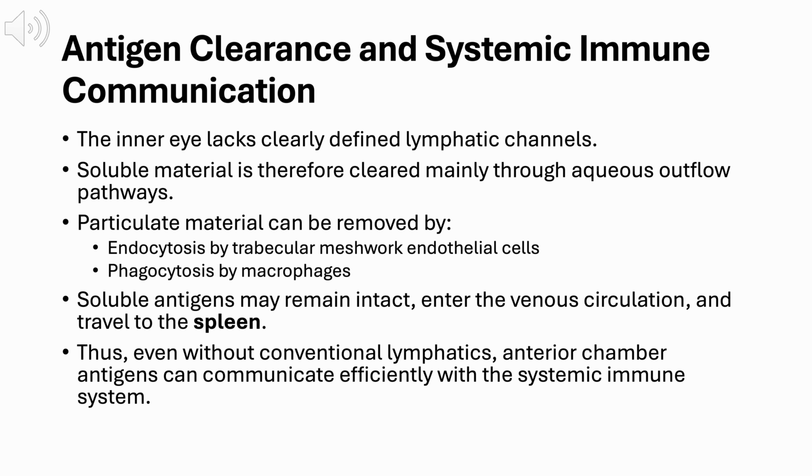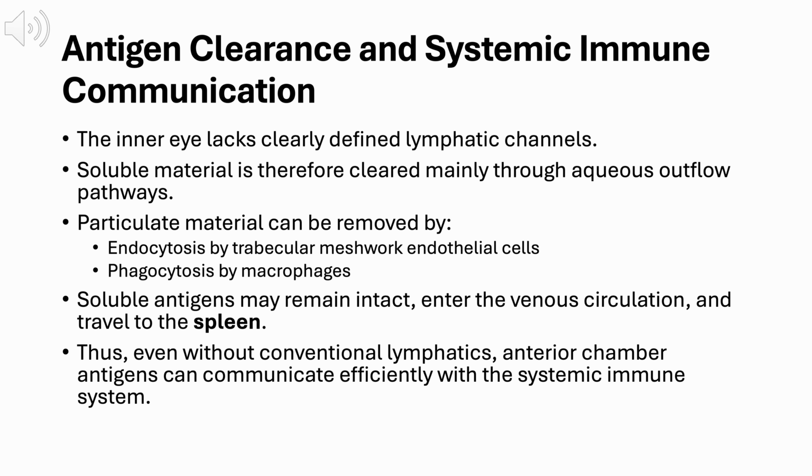Here's an elegant solution to a real problem. The inner eye lacks clearly defined lymphatic channels, so how does it get rid of antigen and communicate with the immune system? For soluble material, clearance happens mainly through the aqueous outflow pathways, the same trabecular route that drains the eye's fluid. Particulate material has two additional routes: endocytosis by the trabecular meshwork endothelial cells and phagocytosis by macrophages.